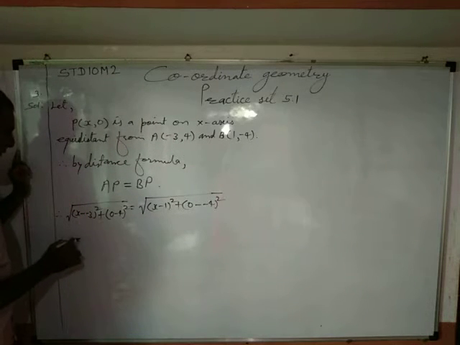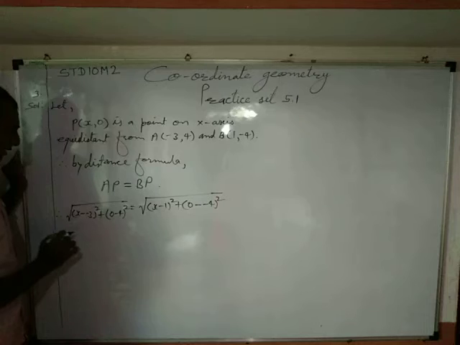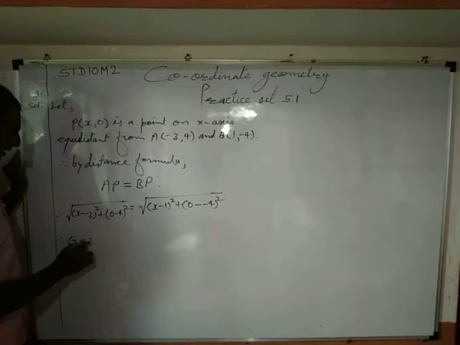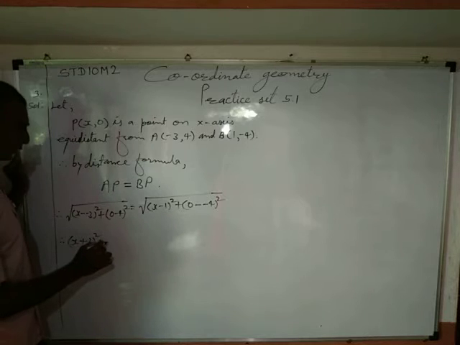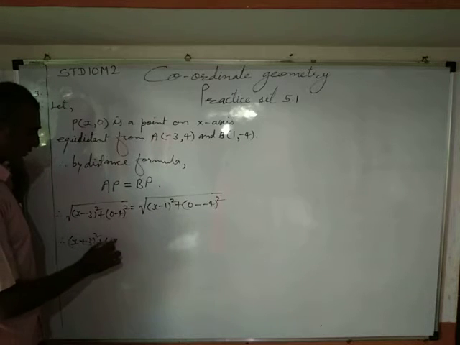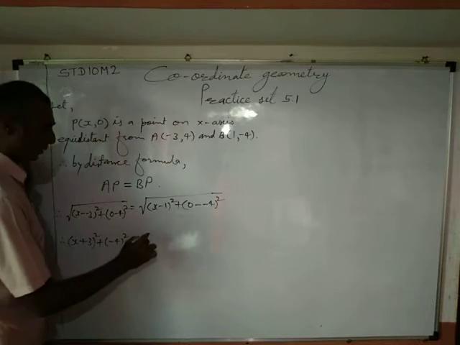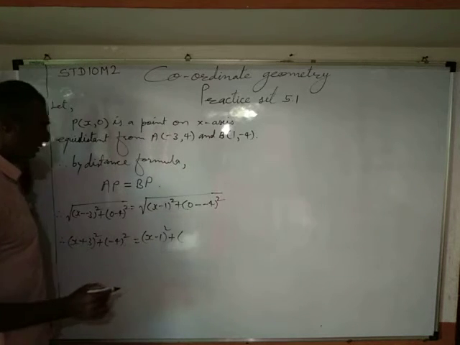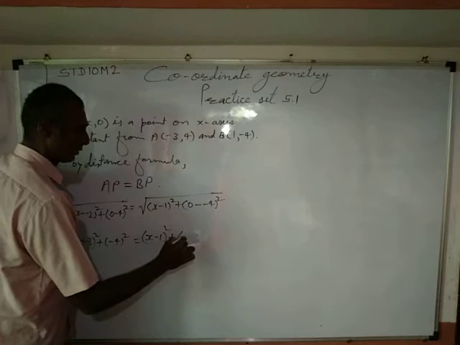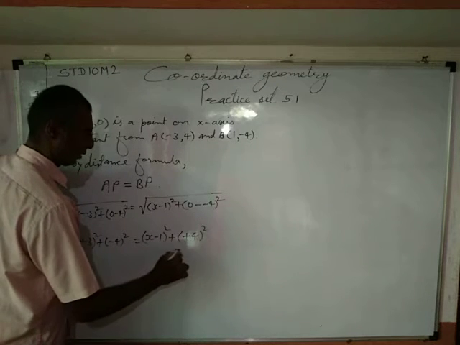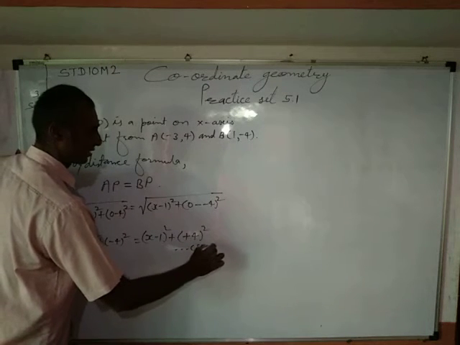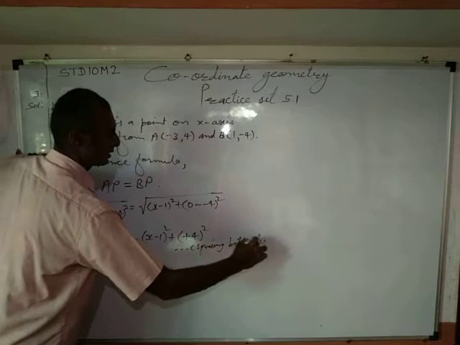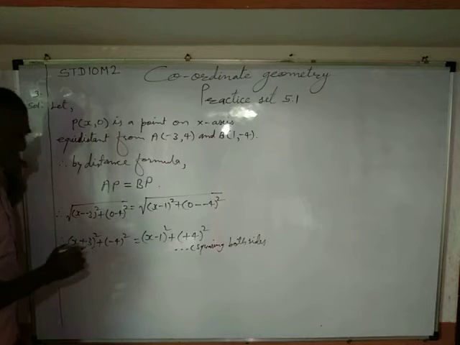Okay, and therefore squaring both sides we get x minus minus, which will become plus 3, its square, plus 0 minus 4 bracket square gives us minus 4 its square, equals x minus 1 its square plus 0 minus minus 4 bracket square means plus 4 its square. Squaring both sides, we get an equation like this.